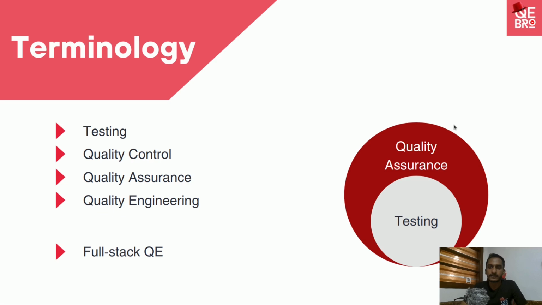I'm pretty sure that everyone has heard these words. And also I know that some people have some confusion between these terms. Whether these different terms refer to the same thing or these are different things, like testing, quality control, quality assurance, quality engineering, and now I'm talking about some full stack quality engineering things. So whether all these are the same or different things, don't worry. At the end of this, you will be fully cleared about each of the terminologies and there will be no confusions.